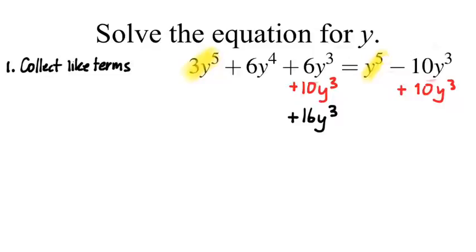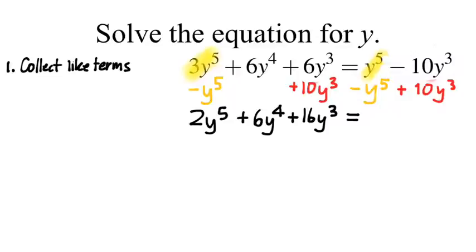What else do I do to get the y to the fifth terms together? I'm going to have to subtract it, because on the right-hand side it appears with a positive coefficient. If I want to kill it from the right-hand side, I should subtract y to the fifth. And 3y to the fifth minus y to the fifth gives me 2y to the fifth. Great. And then my 6y to the fourth in the middle here remains as it is. And what do I end up with on the right-hand side?